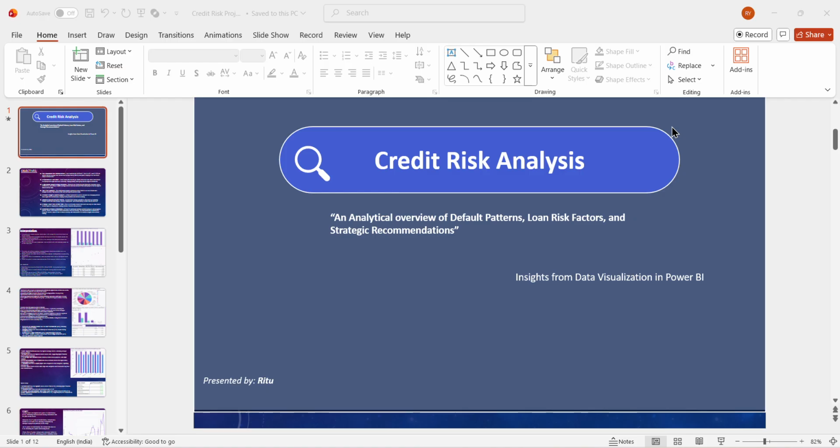We will discuss in this project default patterns, default rates, loan to income ratio, risk score, loan risk factors and strategic recommendations.